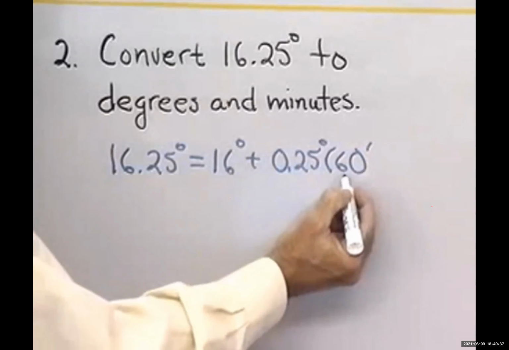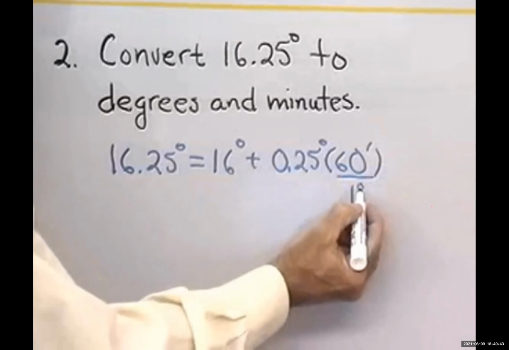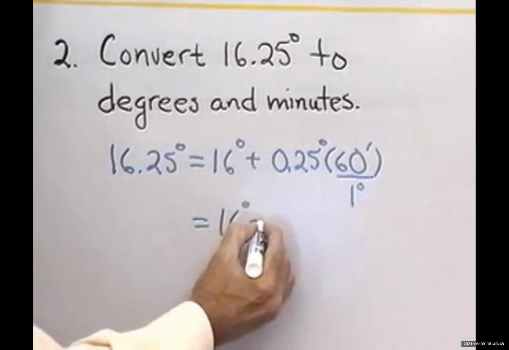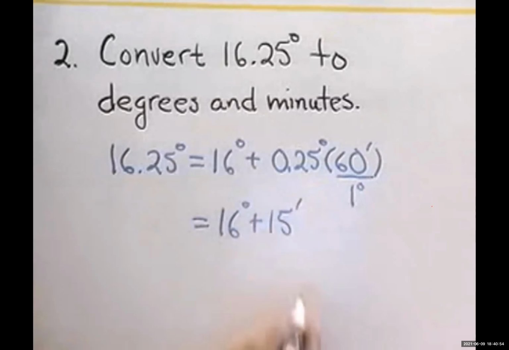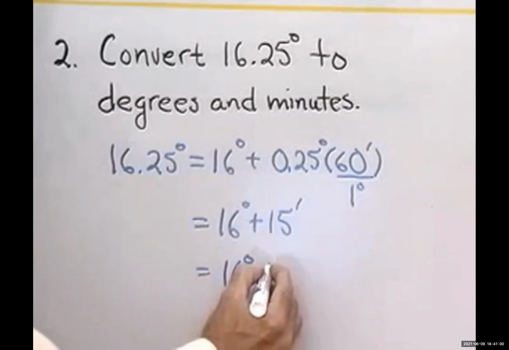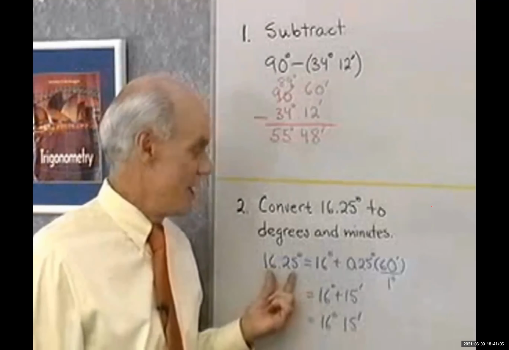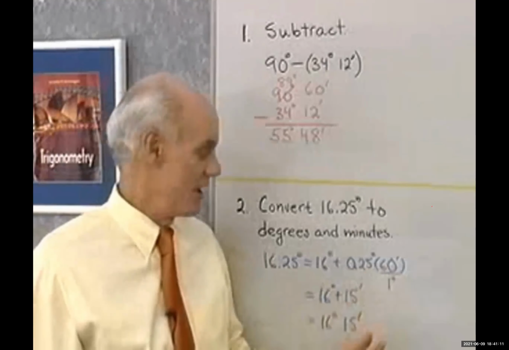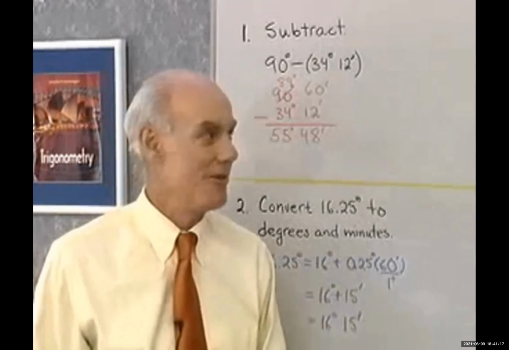And really it's a sort of unit analysis problem because there are 60 minutes in every 1 degree. And so the degrees divide out here and I'm left with minutes. In any case, I end up with 16 degrees plus 0.25 times 60, which is going to be 15. And so I have 16 degrees, 15 minutes. So to change from decimal degrees into degrees and minutes, I just take my decimal part right here and multiply by 60 minutes, and I end up with the number of minutes that I have in 0.25 degrees. Let's look at another problem.